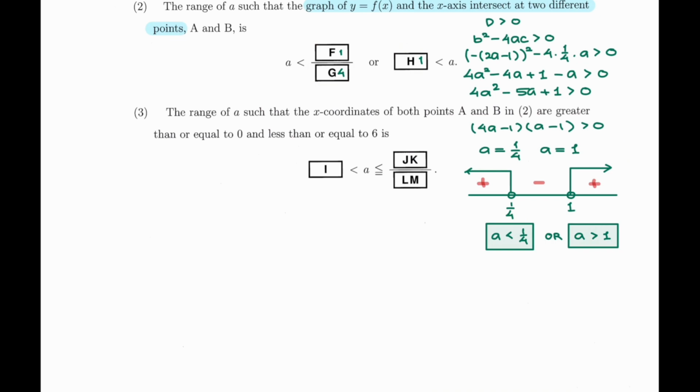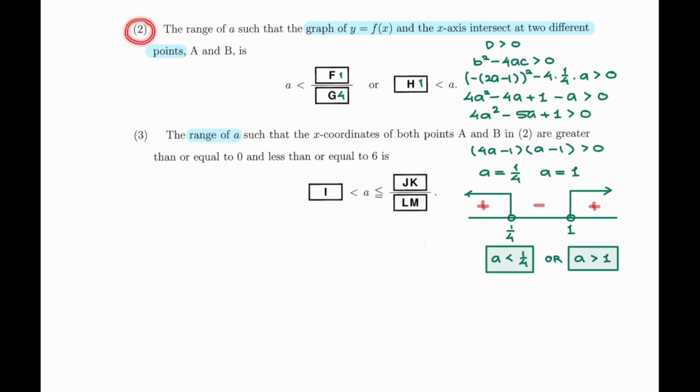And then for the last question, they want us to find the range of a such that the x coordinates of both points A and B in question 2 are greater than or equal to 0 but less than or equal to 6. We want to find the range of a such that the x coordinates of both points A and B in question 2 are greater than or equal to 0 and less than or equal to 6.